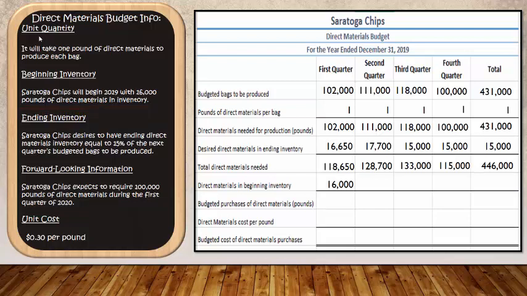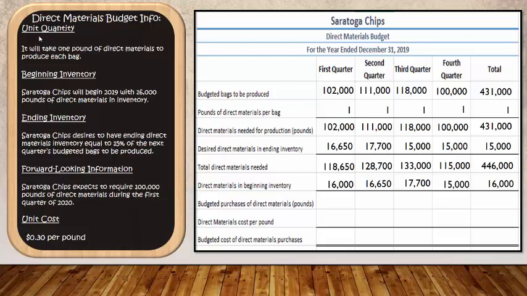For the second quarter, our beginning inventory is going to be equal to the amount of direct materials that we had in ending inventory at the end of the prior quarter. Well, we know that was 16,650 pounds of direct materials. So we carry down our ending inventory for the first quarter, which becomes our beginning inventory for the second quarter. And we're going to repeat this process for the third quarter and for the fourth quarter. The total column, again, is for the year. So how many pounds of materials did we have in beginning inventory at the beginning of the year?